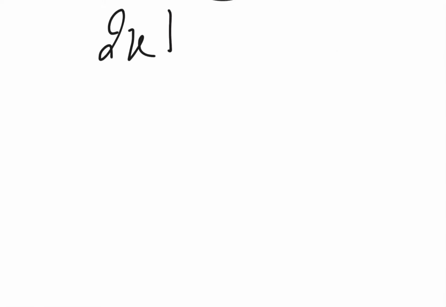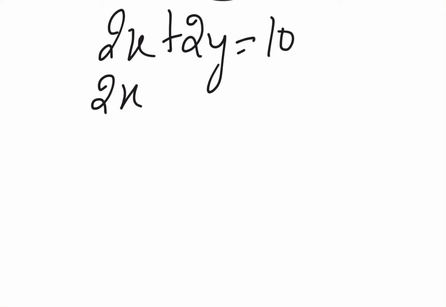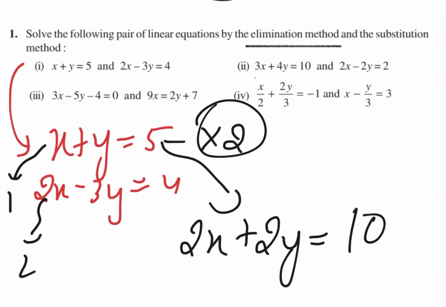2x plus 2y is equal to 10, and the second equation was the same because I have made the x coefficients equal. That was 2x minus 3y is equal to 4. Alright, okay, let's move to step 2. Step 1 is successful, mission accomplished. So coming on to your step 2.